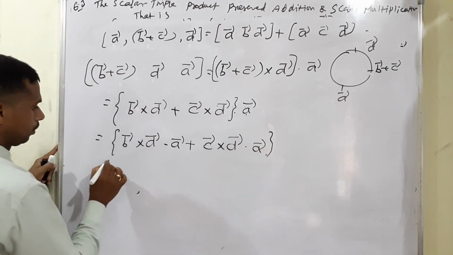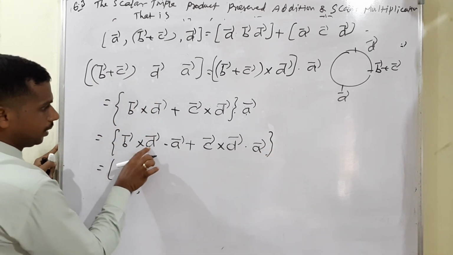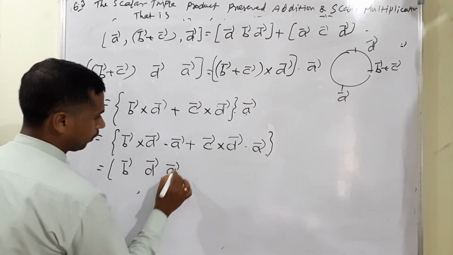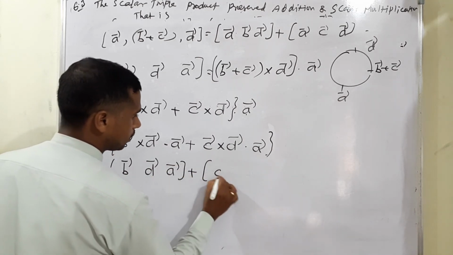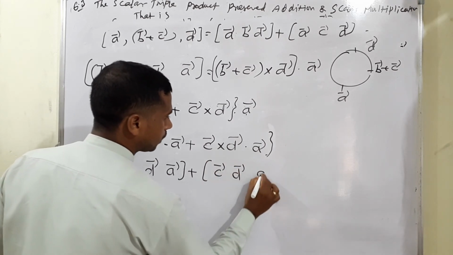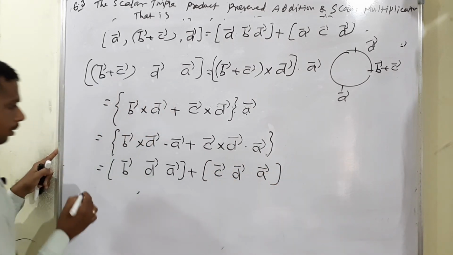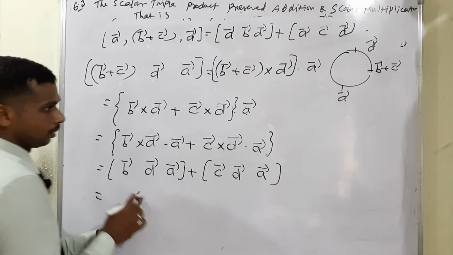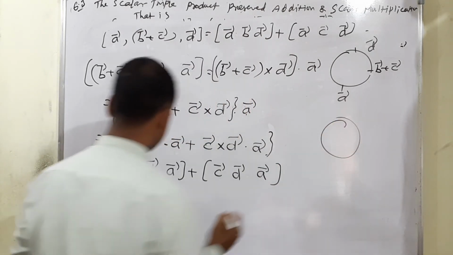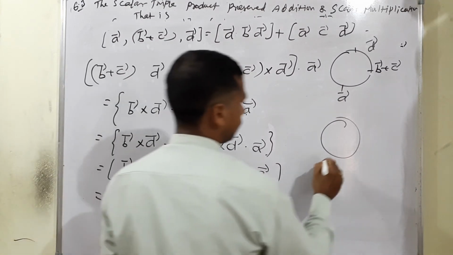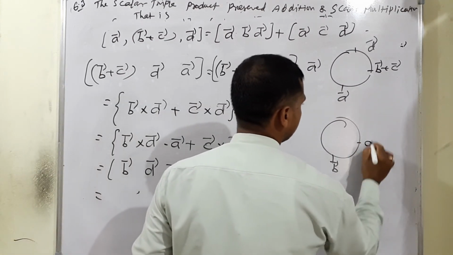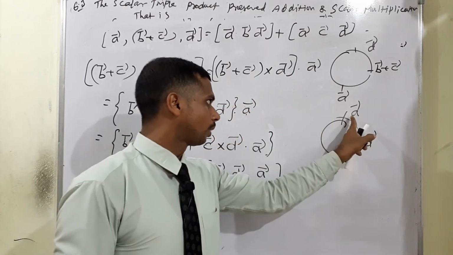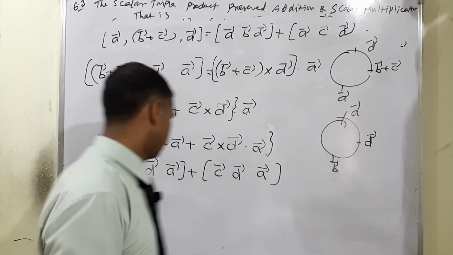Now the triple product B D A: B vector, D vector, A vector plus C vector, D vector, A vector. So starting with A means the same circle. Look at there, one circle is there, starting BDA, B vector, D vector and A. So starting with A means counterclockwise A, B, D.